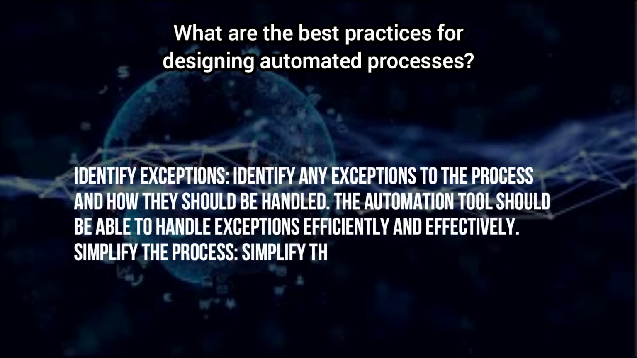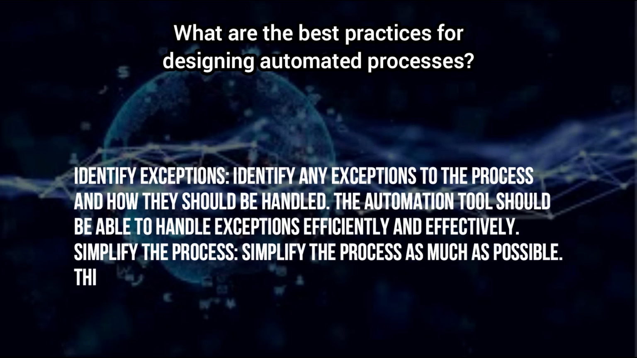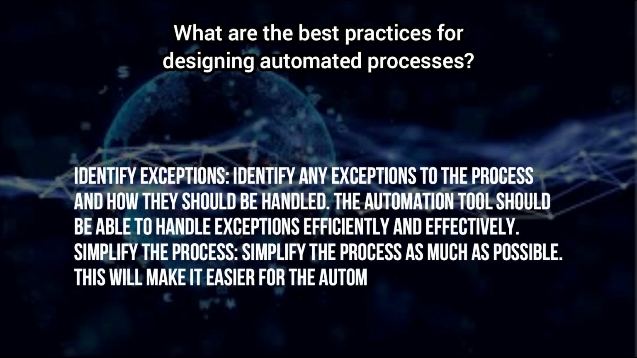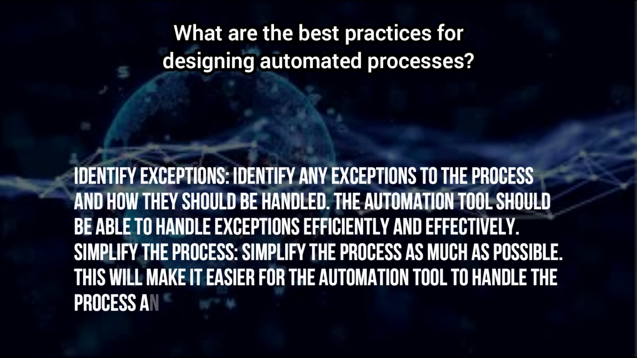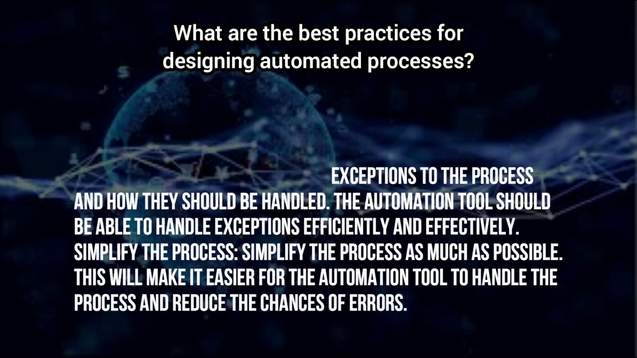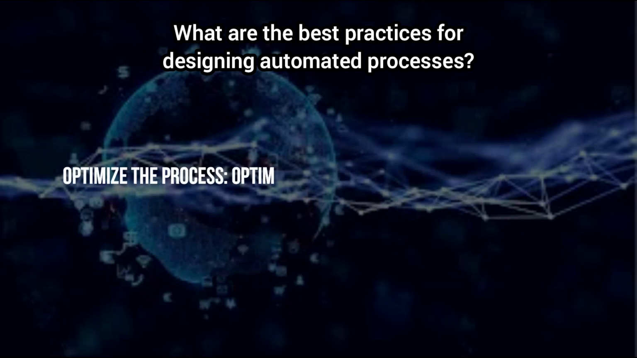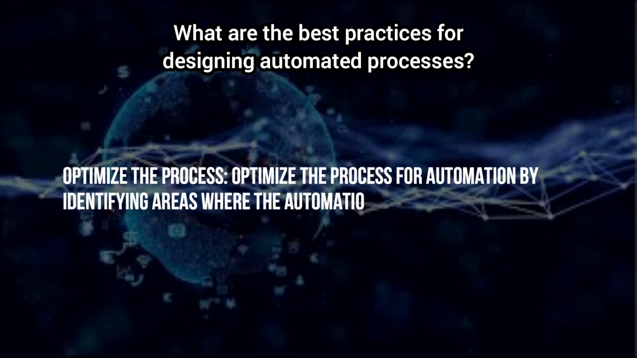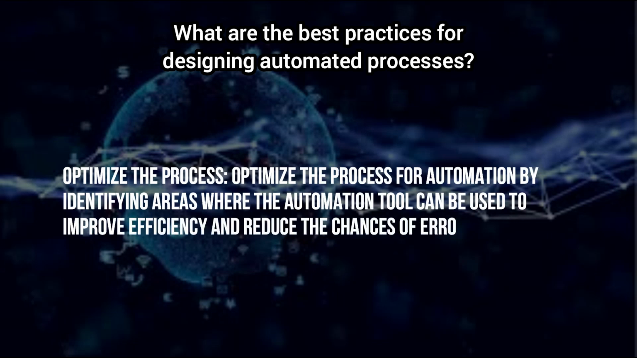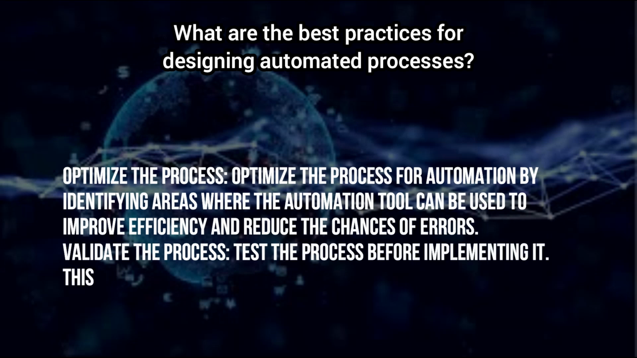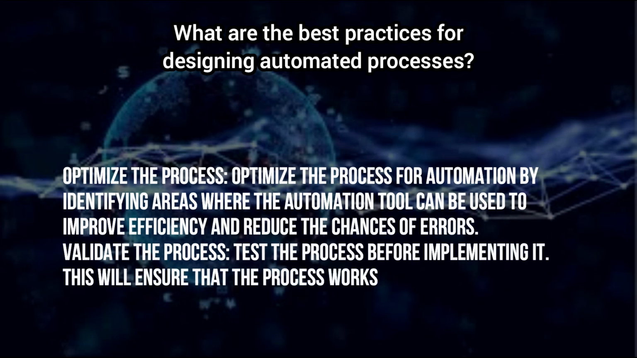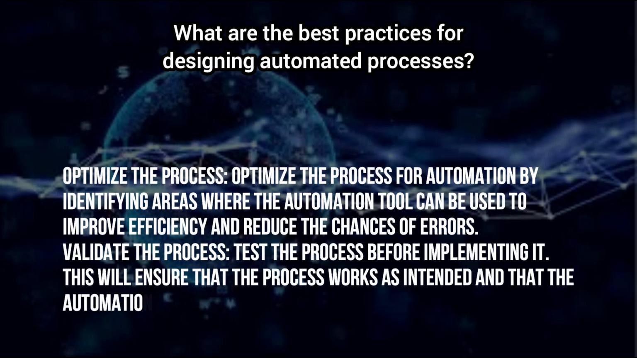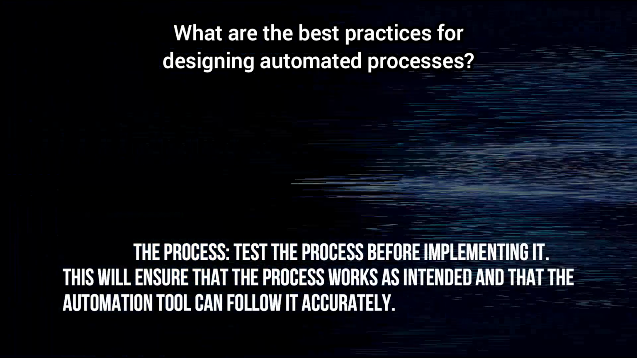Simplify the process. Simplify the process as much as possible. This will make it easier for the automation tool to handle the process and reduce the chances of errors. Optimize the process. Optimize the process for automation by identifying areas where the automation tool can be used to improve efficiency and reduce the chances of errors. Validate the process. Test the process before implementing it. This will ensure that the process works as intended and that the automation tool can follow it accurately.